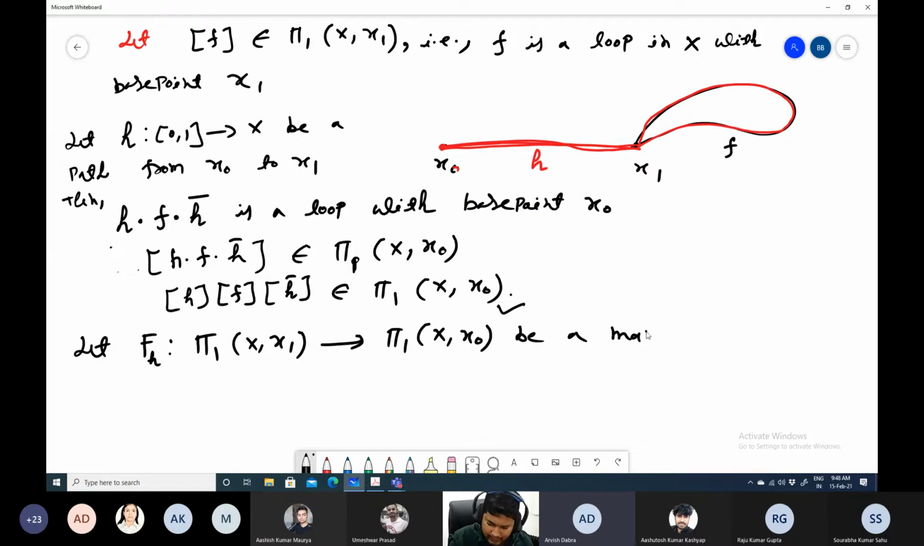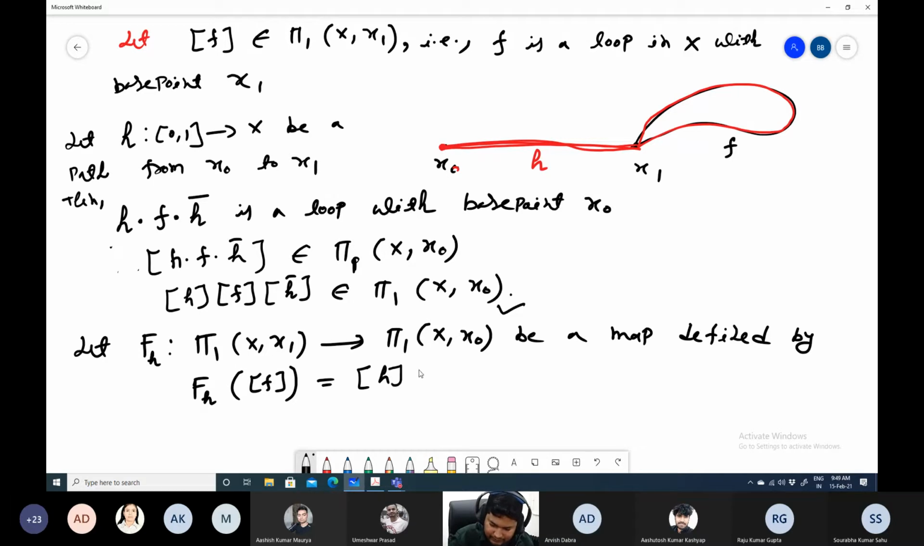Say it is a map defined by fh of f, in this way, or you can say directly h f h bar. Okay, right. Now, first thing, what do we need to check? Tell me what we need to check here.